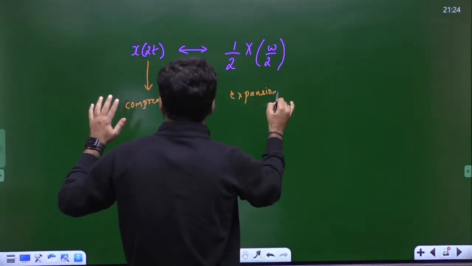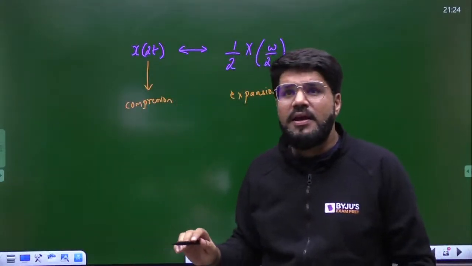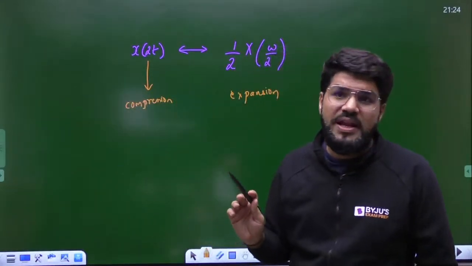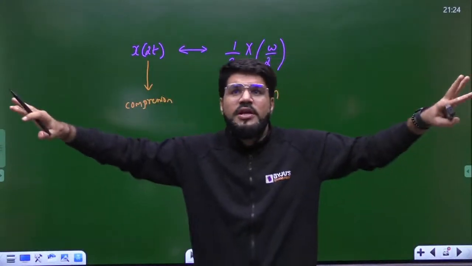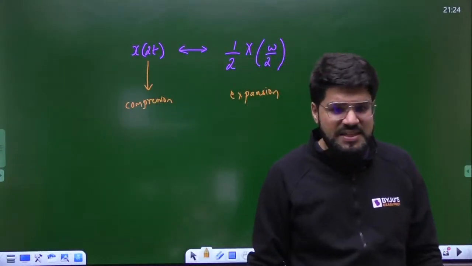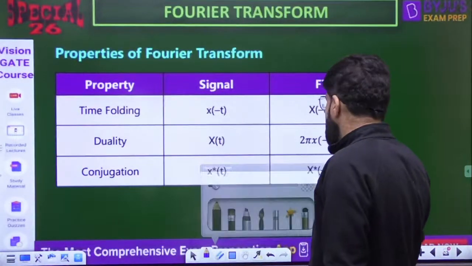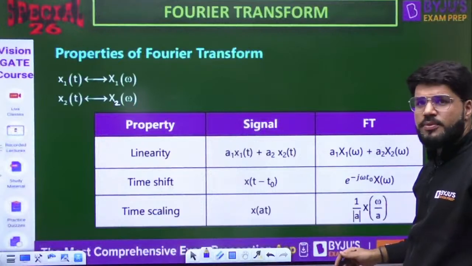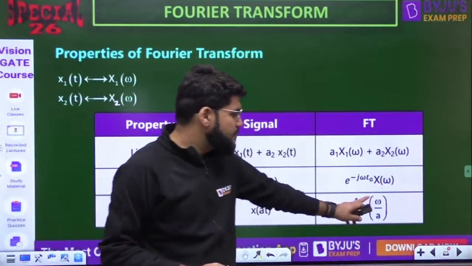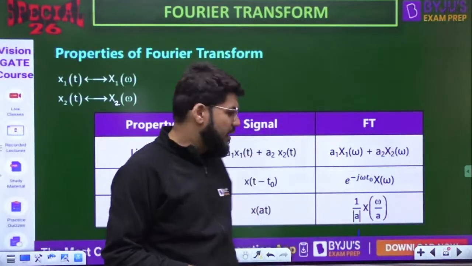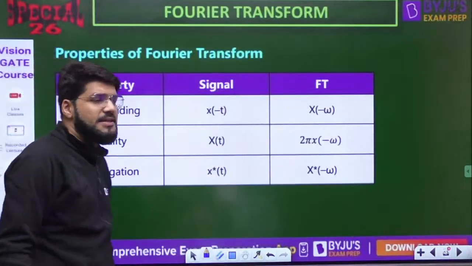So just remember that if there is a compression in the time domain, there will be an expansion in the frequency domain and vice versa. If the signal is compressed in time, its Fourier spectrum will be expanded and vice versa. Similarly, if you put a equal to minus 1 in the same property, x minus t, the time folding or mirror image property, will give x minus omega. Mod a simply remains 1, correct? So x minus t has the Fourier transform x minus omega.